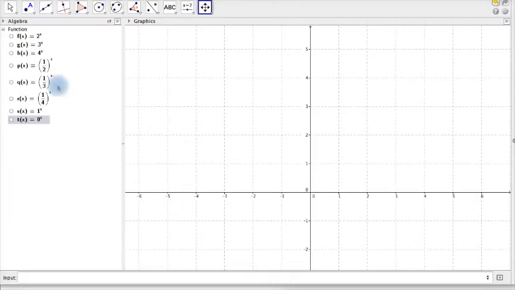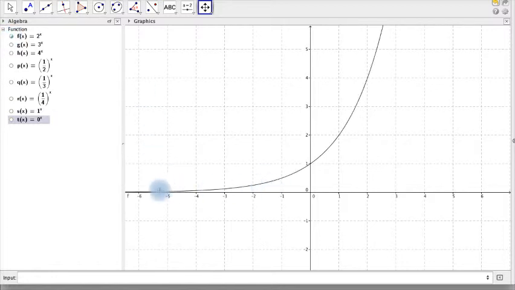Okay, so here up the side, this column, you can see all the different functions that I want to show you. We're going to start with the first one, f of x equals 2 to the power of x. So we'll turn that on, and here's the general form. You can see as the x values get lower and lower, our y value approaches 0. And this is because 2 to the power of, say, negative 2 means 1 divided by 2 squared.